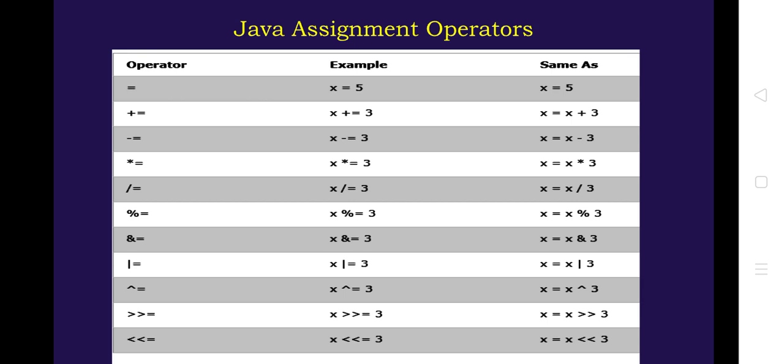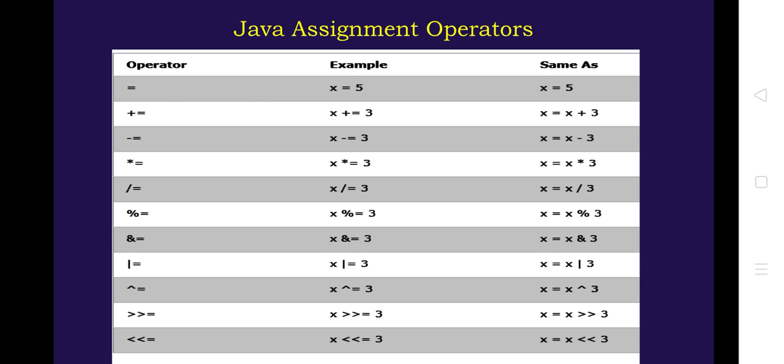Accordingly, the meaning is given here. When you say x plus equal to 3, that means x is equal to x plus 3. Likewise, if it says x slash equal to 3, it means x is equal to x by 3. The advantage here is that it reduces some of the characters, and we are just using a shorthand method. So this is also called shorthand operators.